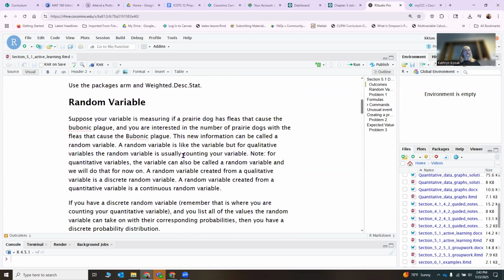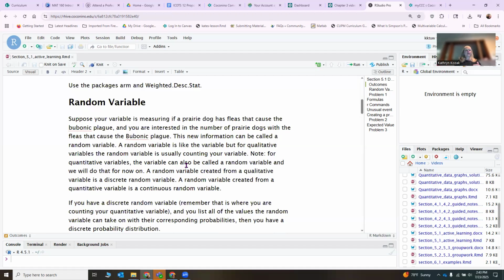So we're going to go into random variables. This is kind of taking your categorical variable and coming up with a variable that will help you count or deal with something you're working with. So suppose your variable is measuring if a prairie dog has fleas that cause bubonic plague, and you're interested in the number of prairie dogs with the fleas that cause the bubonic plague. This new information can be called a random variable because you're caring about that number. The random variable is like the variable, but for qualitative variables, that random variable is usually counting your variable.